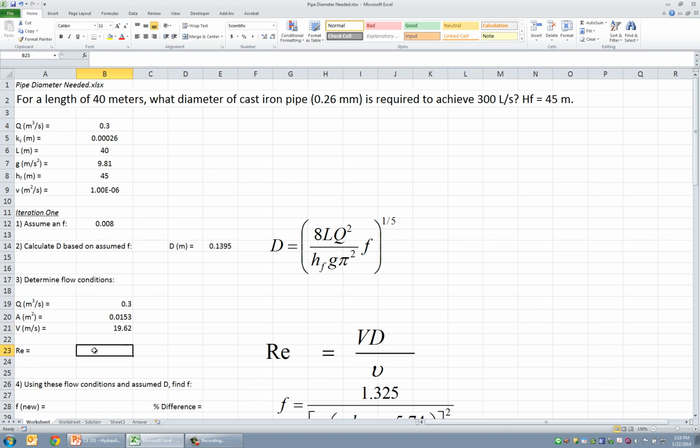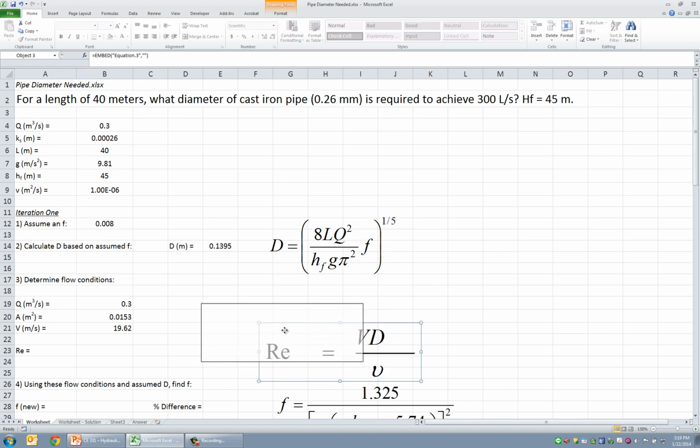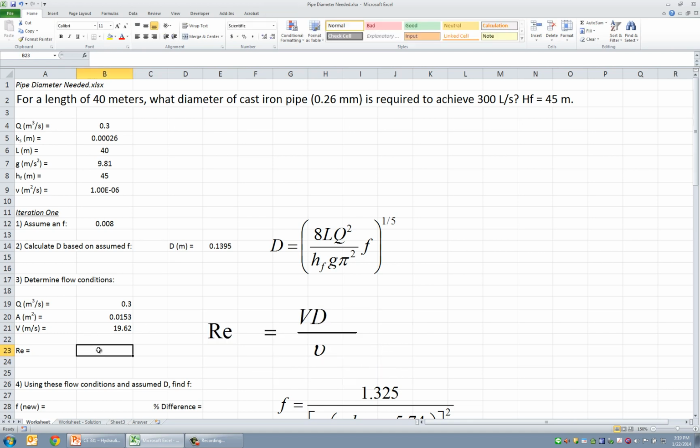So if that's our diameter, then this is the flow velocity, and now I'll use the Reynolds number formula to find what's the Reynolds number. So it's going to be the velocity times the diameter divided by the kinematic viscosity of water. And I'll anchor that so that I always come back up to the same cell, regardless of when I copy and paste. So we've got a Reynolds number there.